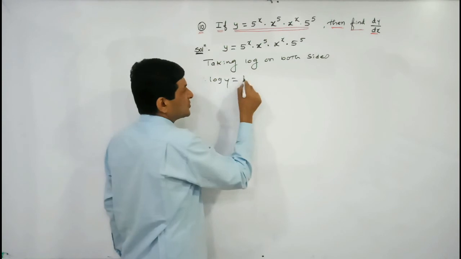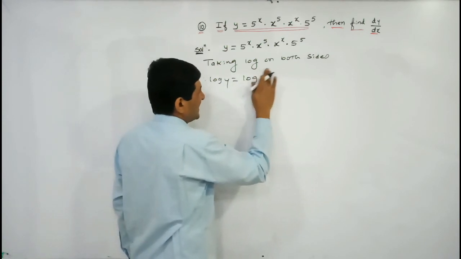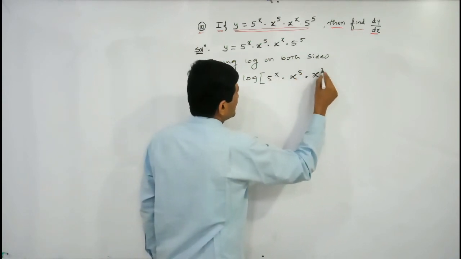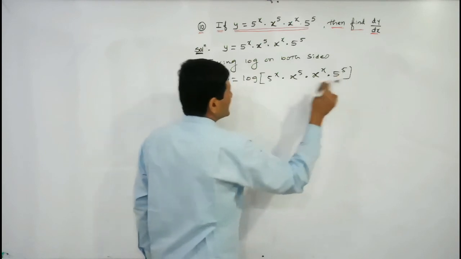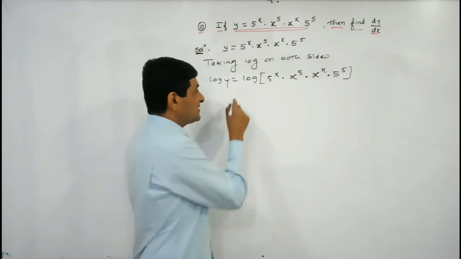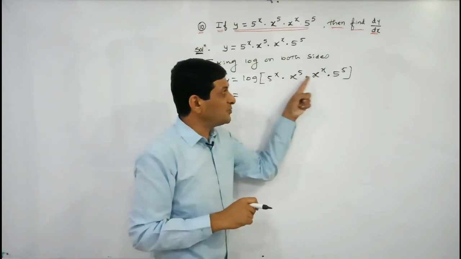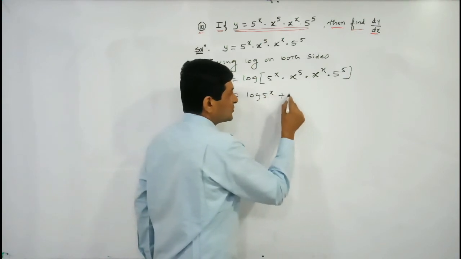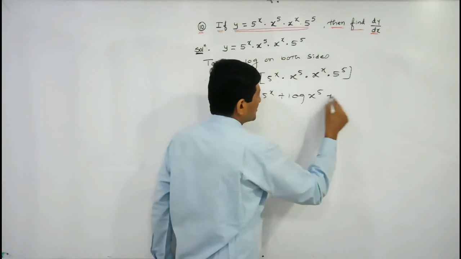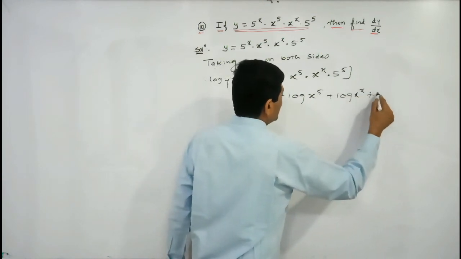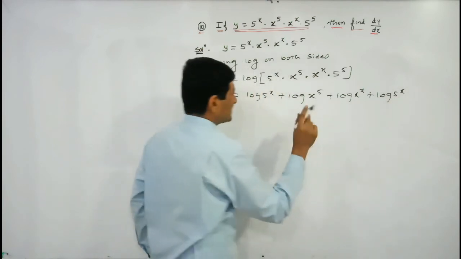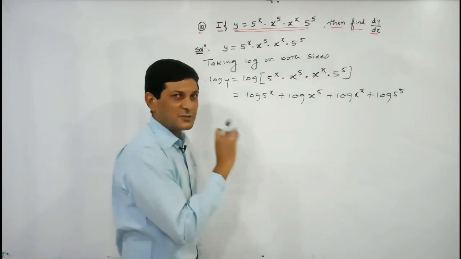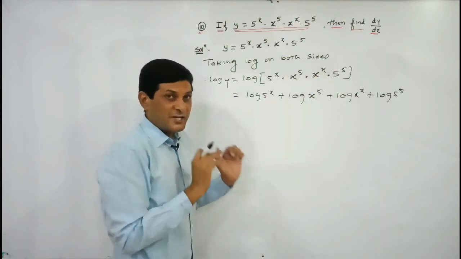Log y is equal to log of 5 raised to power x into x raised to power 5 into x raised to power x into 5 raised to power 5. Just simply we have taken log on both sides. So on this side the terms are in the form of log a into b into c into d, which can be written as log a plus log b plus log c plus log d. So here plus log of x raised to power x plus log of 5 raised to power 5. Just simply we have applied the laws of logarithm, that log a into b into c into d can be written as log a plus log b plus log c plus log d according to the laws of logarithm.